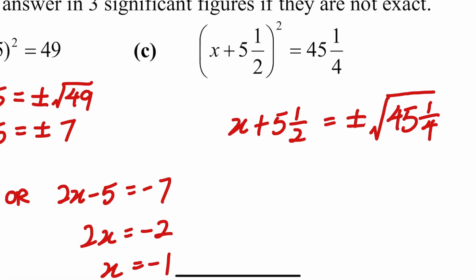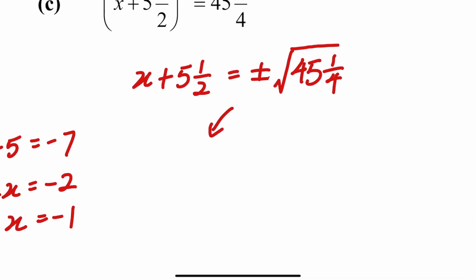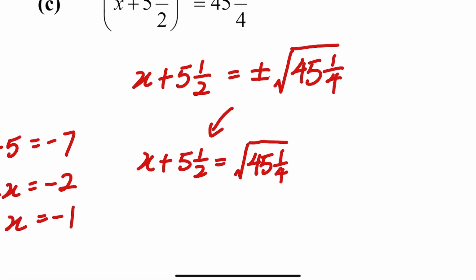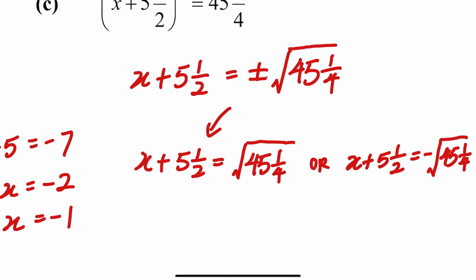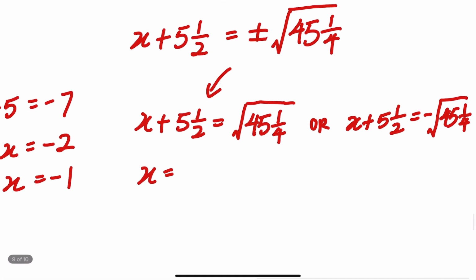Then from here, what can I do next? Okay, this means that from here, x plus 5.5 is equal to positive square root 45 and 1 over 4, or x plus 5.5 is equal to negative square root of 45 and 1 over 4. Okay, so therefore from here I know that x, on the left equation first, x is simply equals to positive square root of 45 1 over 4 minus 5.5.